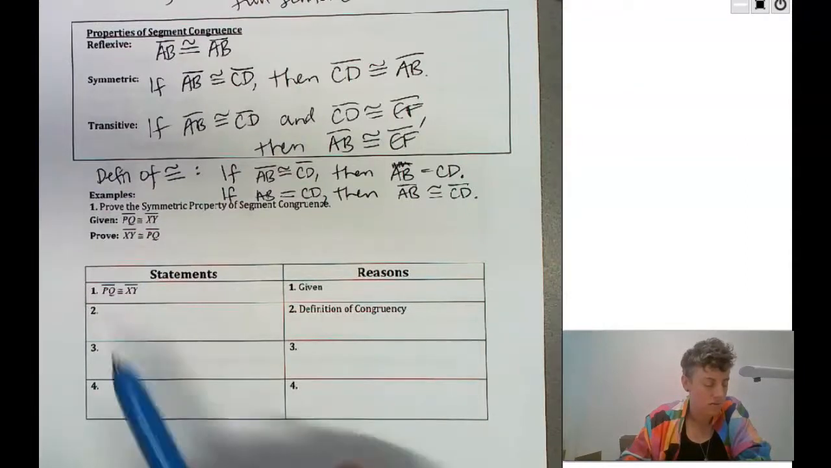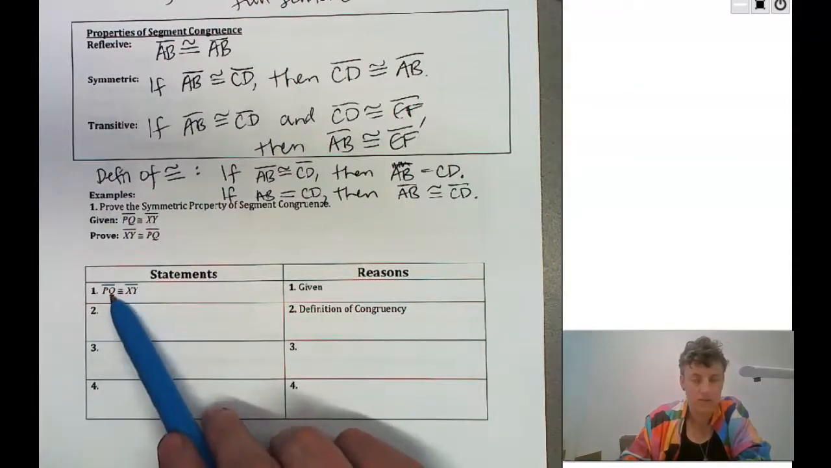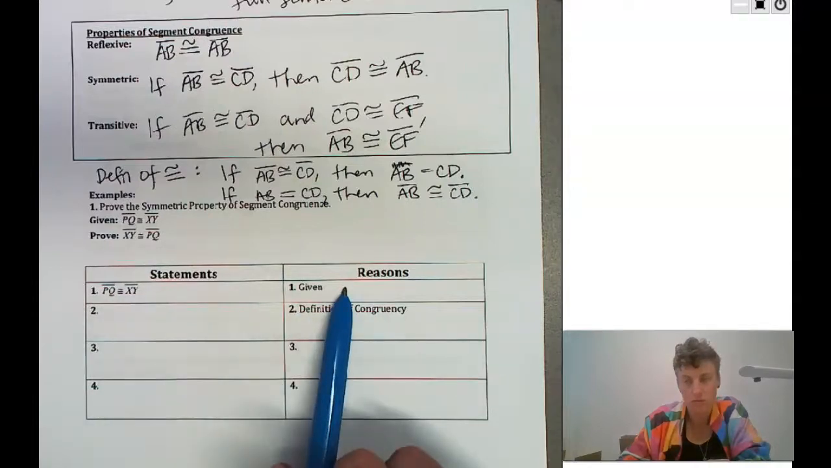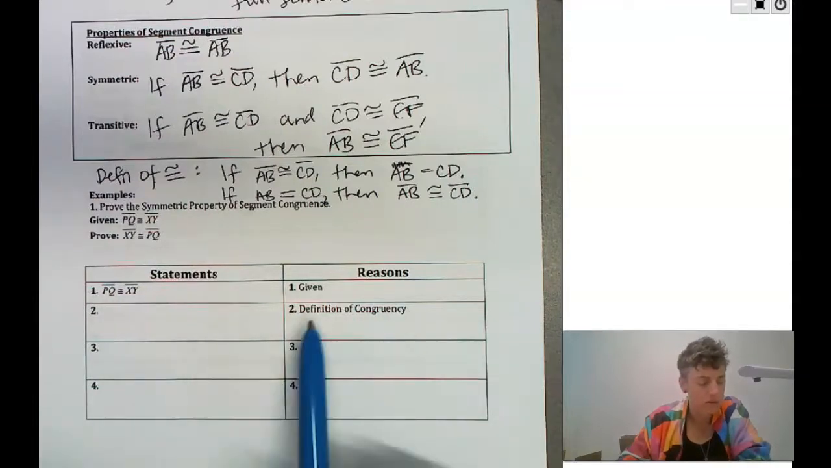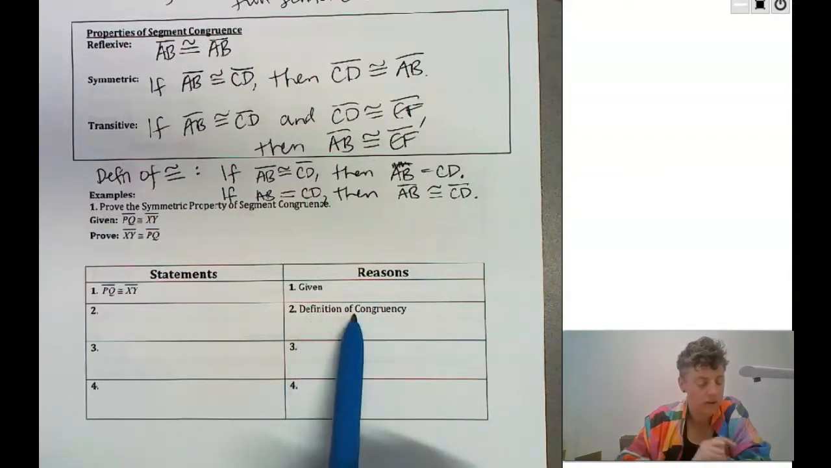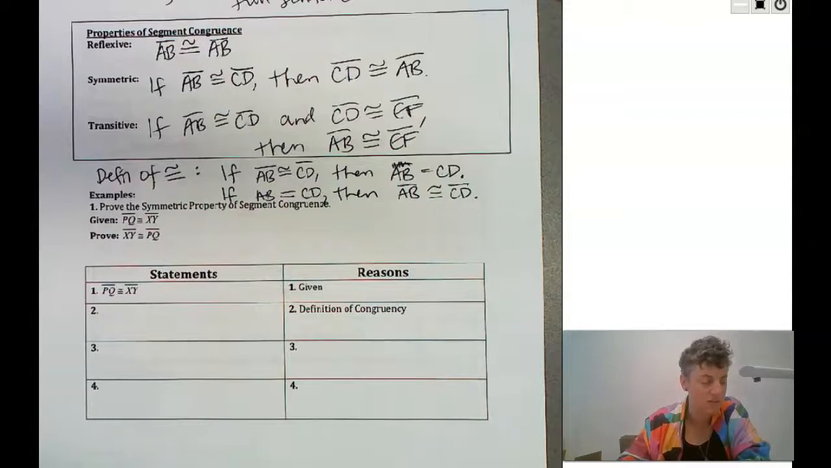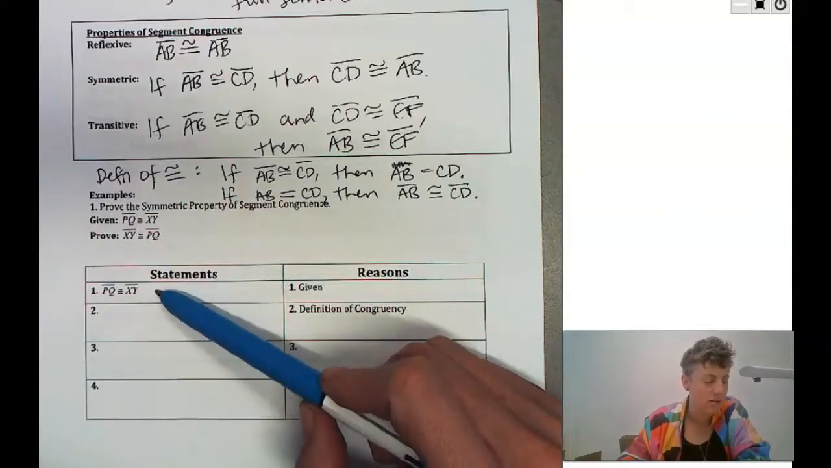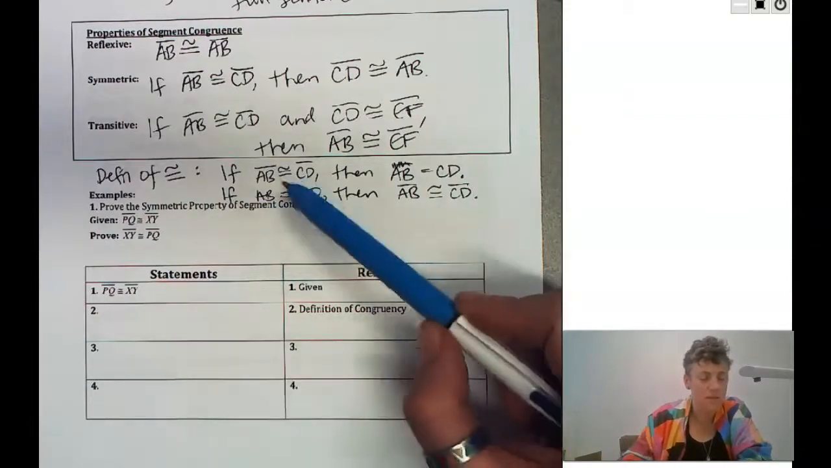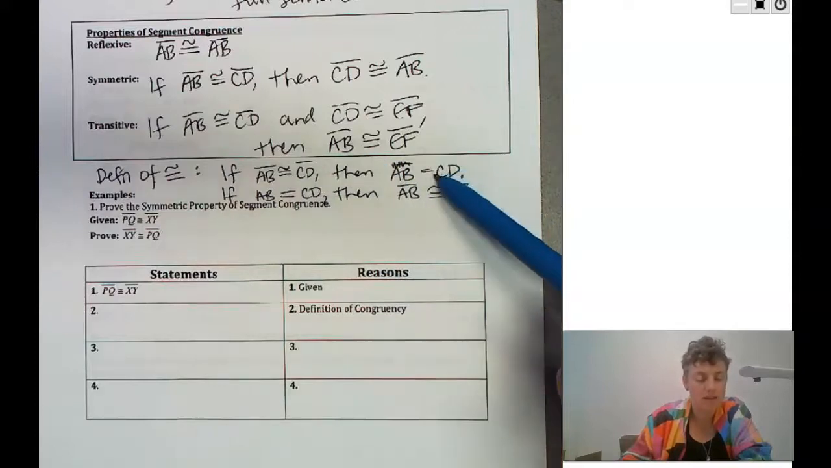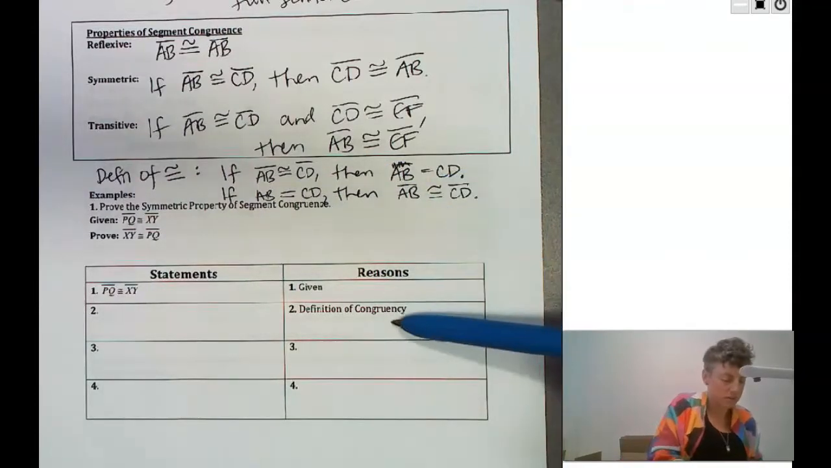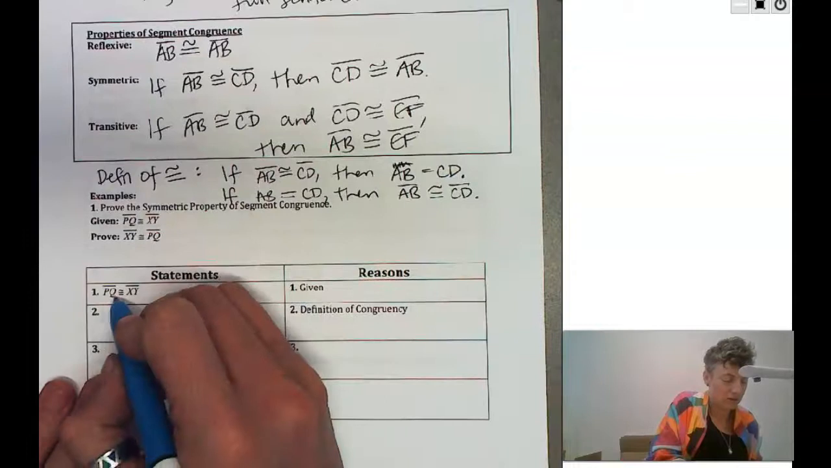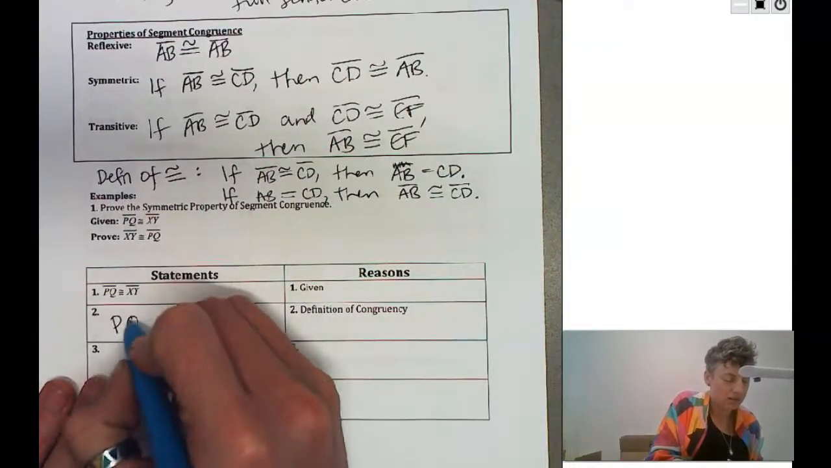So, our first statement is the thing that we're given, which will always be true. And they give us a little hint here. We're going to use the definition of congruency in our next statement. So if segments are congruent, then their measures are equal by the definition of congruence. So if these segments are congruent, then their measures are equal by the definition of congruence.